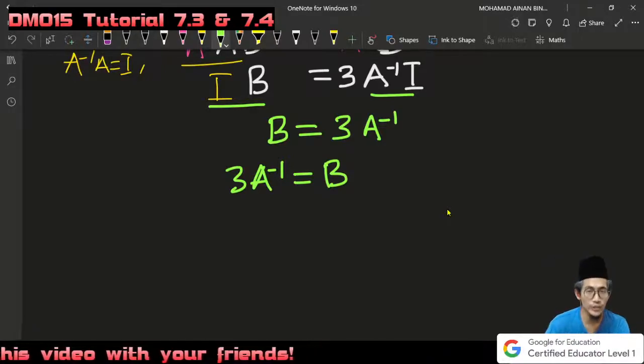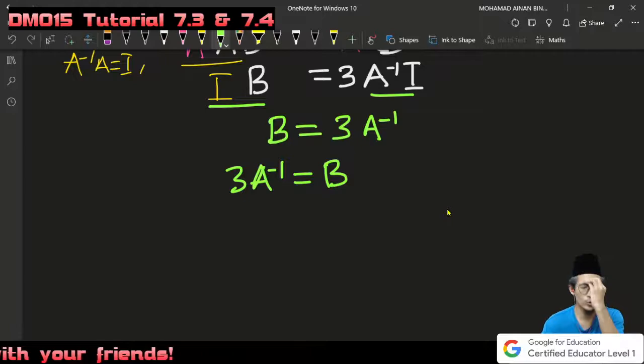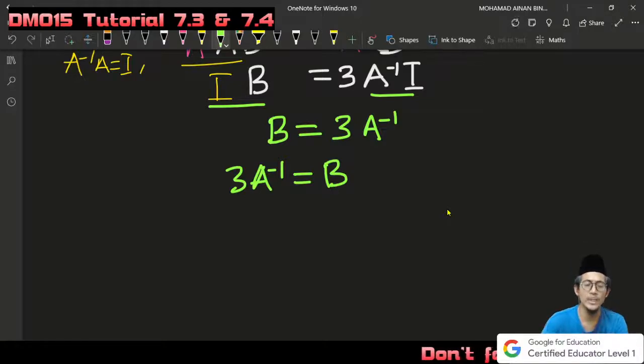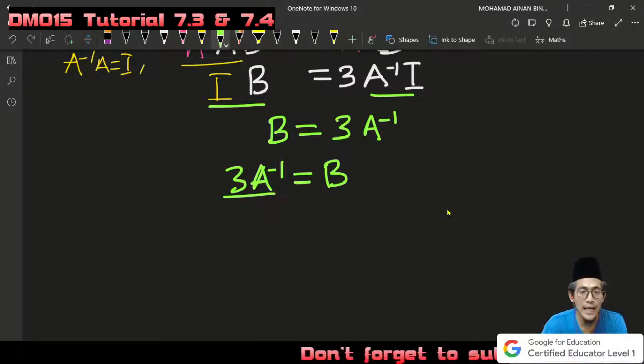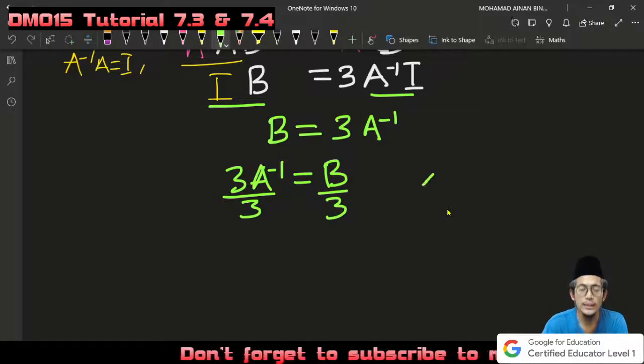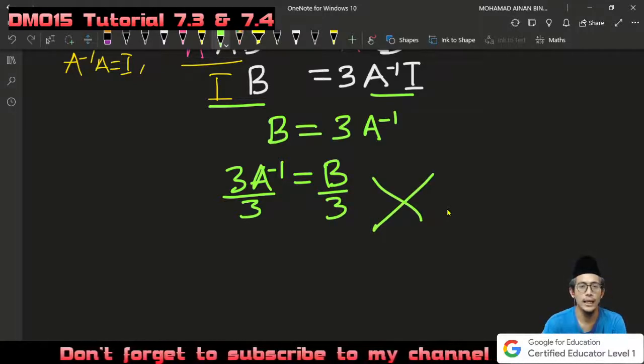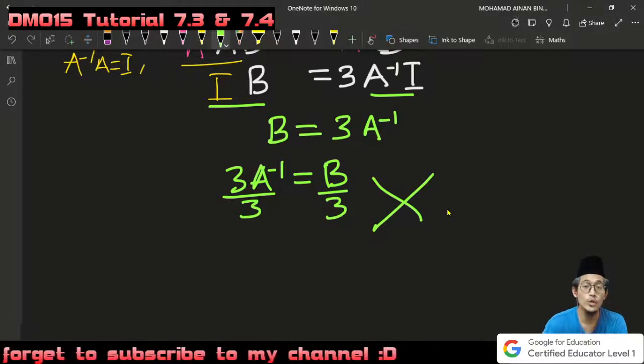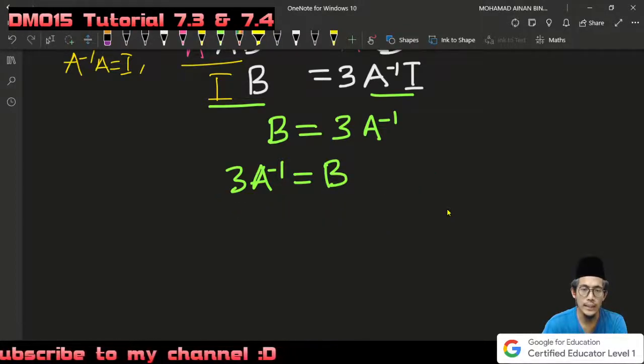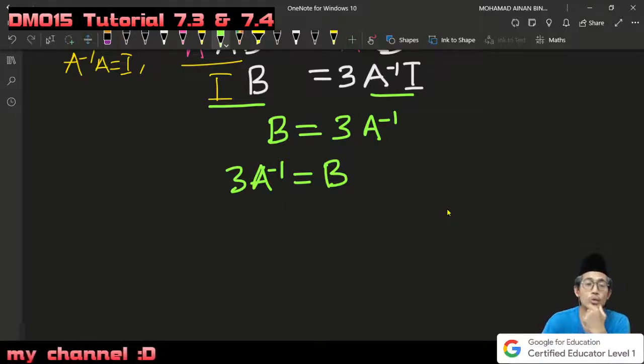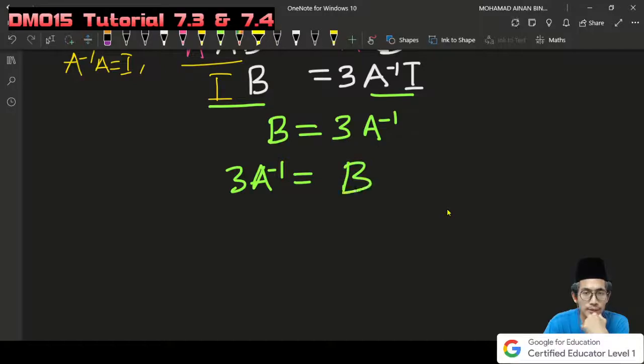Now, for this one, what to do? We have to get rid of the 3. But you have to bear in mind, in matrices, there is no division. Kalau kamu tengok dekat sini, kamu nak hilangkan 3, apa yang kamu buat? Kamu bahagi 3. Salah. So you have to be careful. Tak boleh. Tak ada division. So, how to get rid of the 3? Senang aja. Saya ambil warna lain, multiply by 1/3.